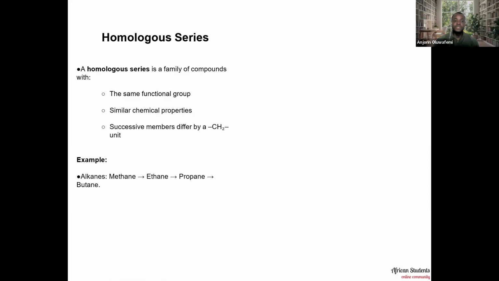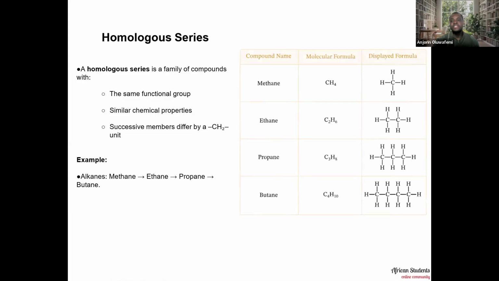So let's look at an example. For alkanes, we have methane, ethane, propane, and then butane. Now, if you look at it closely, looking at the table that is beside, let me move this a bit up here. Okay, looking at the table by the side, one thing you'll notice is that methane is just CH4.